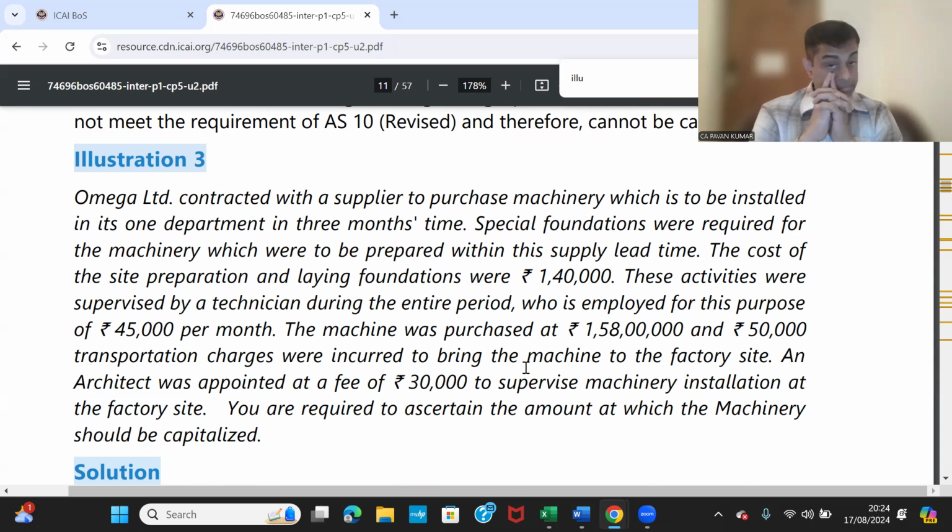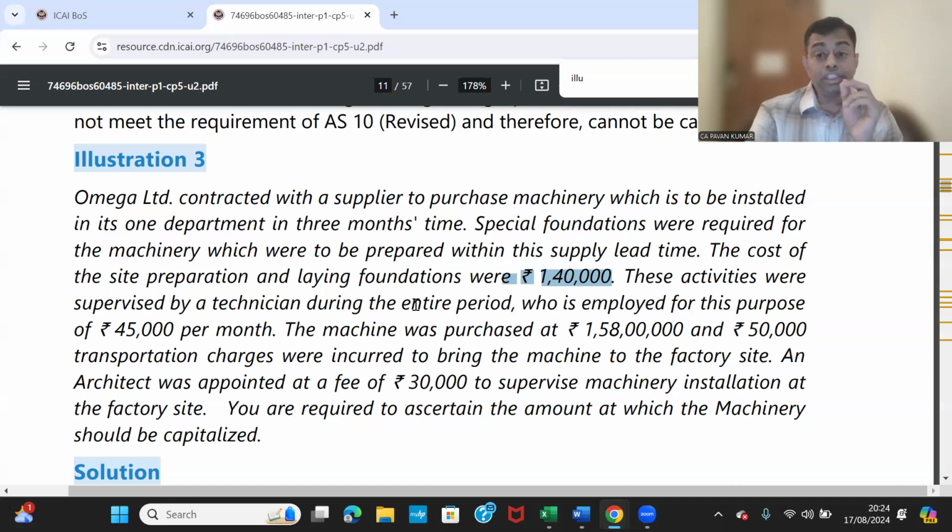An architect was appointed at a fee of rupees 30,000 to supervise machinery installation at the factory site. You are required to ascertain the amount at which the machinery should be capitalized. So take a calculator, guys, all of you, take a calculator. Site preparation cost 1,40,000. Can this be capitalized? Yes, take it. In the calculator, 1,40,000 plus.